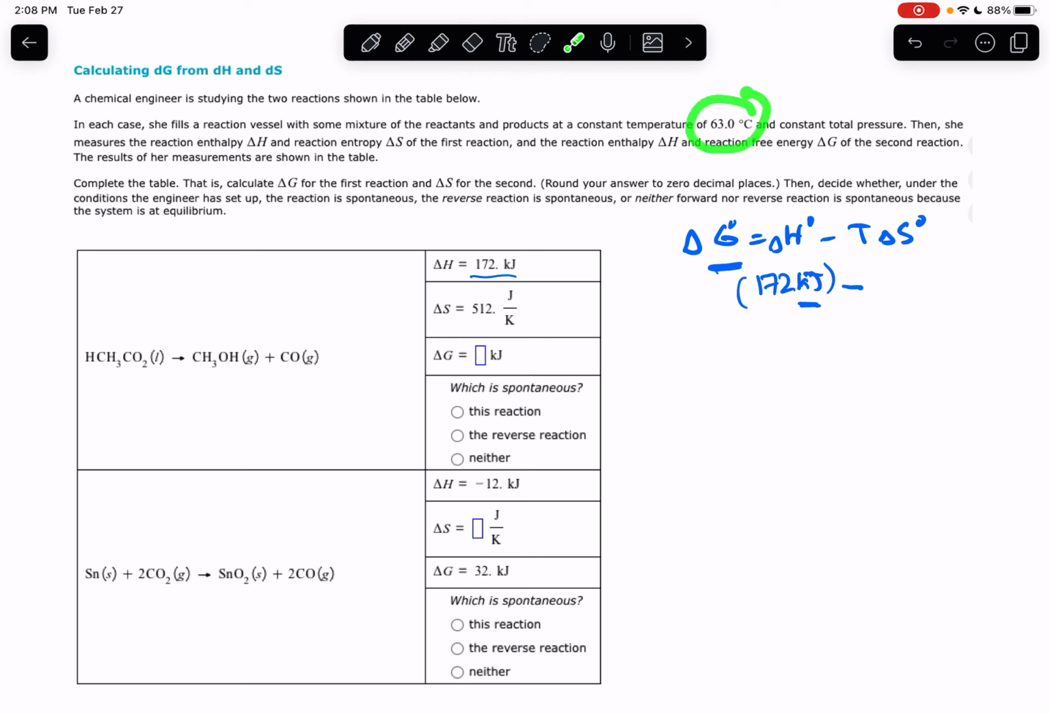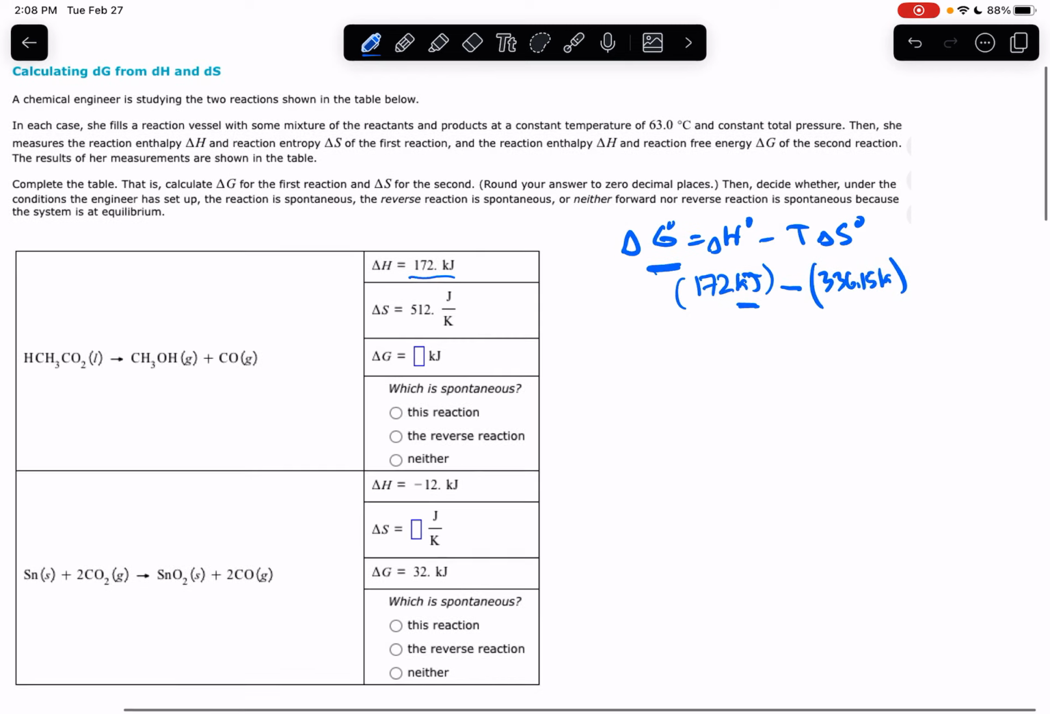They give us a temperature of 63 degrees Celsius. So whenever we have a temperature in Celsius, we have to add 273.15 to get to our Kelvin temperature. So we're going to go ahead and do that, and through the magic of having done it off screen, we end up with a temperature of 336.15 Kelvin. And then they tell us our S is 512 joules per Kelvin.